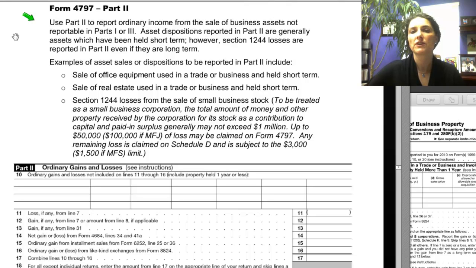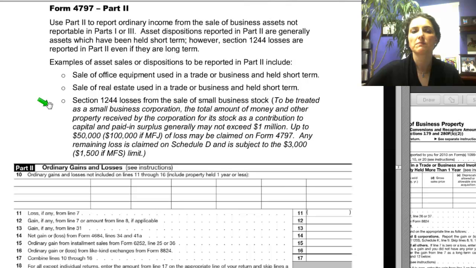However, Section 1244 losses are reported in Part 2 even if they are long-term. Examples of asset sales or dispositions to be reported in Part 2 include sale of office equipment used in a trade or business and held short-term, sale of real estate used in a trade or business and held short-term, and Section 1244 losses from the sale of small business stock.